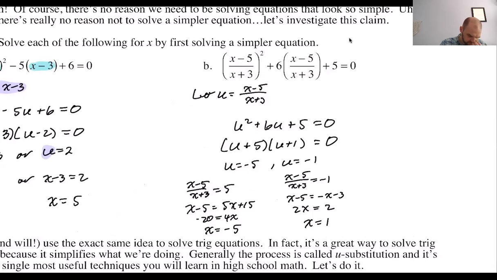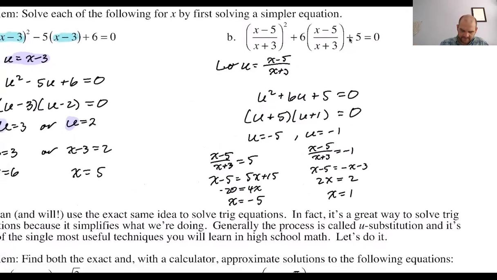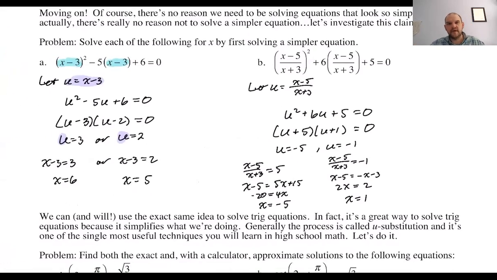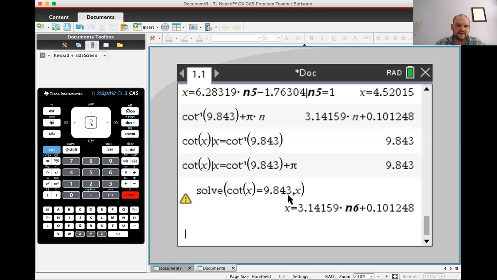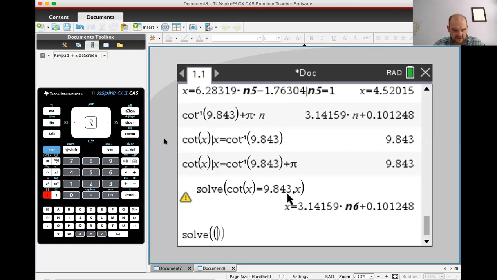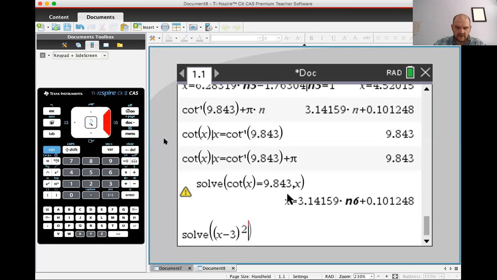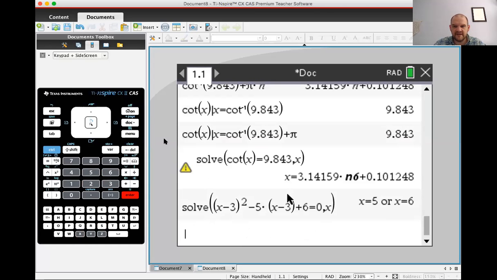Wow. If we plug in and check, I'm pretty sure they're right. I don't really want to check. We could check it on the calculator. That's when laziness overtakes you, when you're recording your third page of notes for the day. Let the calculator do the work. So I'm just going to have the calculator solve (x minus 3) squared minus 5 times (x minus 3) plus 6 equals 0 for x. We checked that one, but it was a good idea.